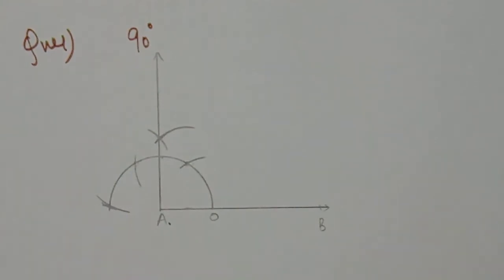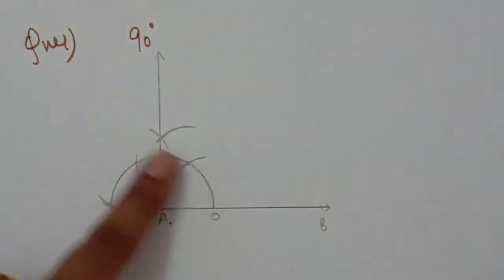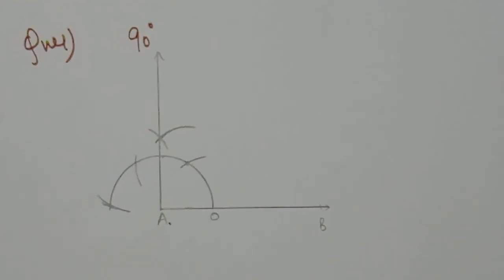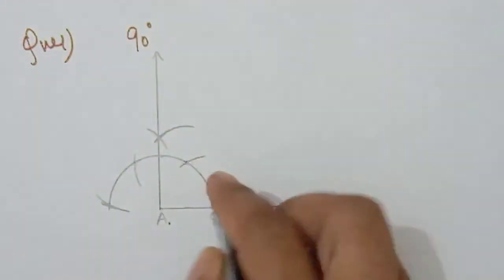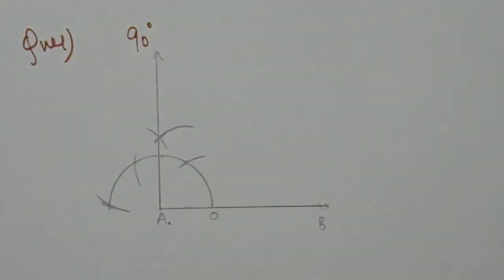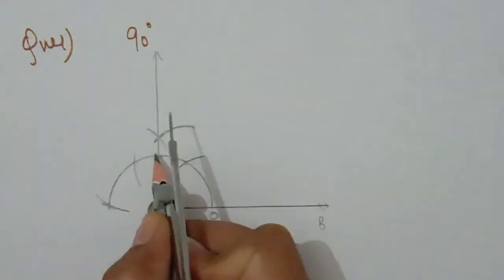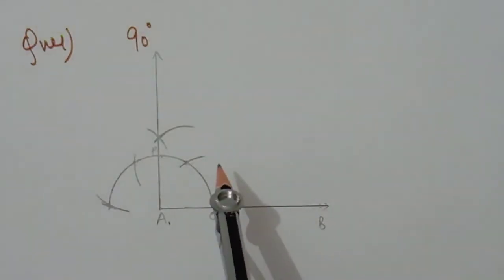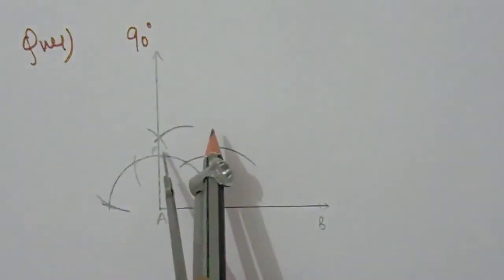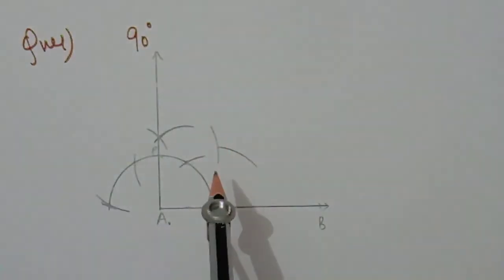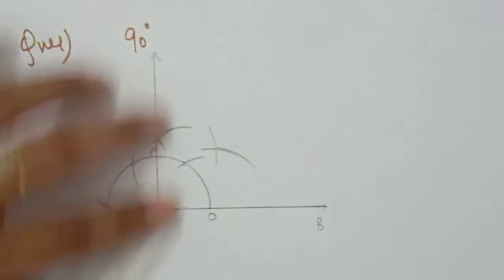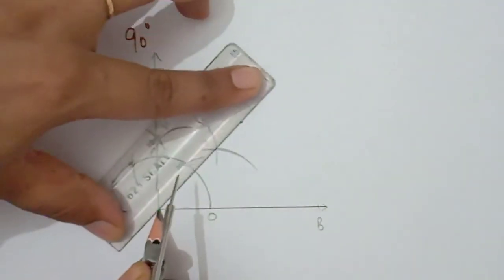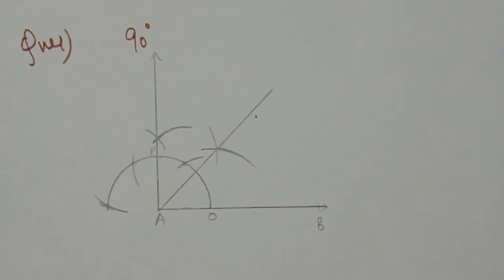So students, if we want to construct a 45-degree angle, how will we draw it? 45 is half of 90 degrees. Then again, what will we do? We open our compass more than half, take O and mark another point P. Take O as a center and draw an arc, take P as a center and draw another arc, and then we extend these arcs like this and join this point to the center A. This is our 45-degree angle.